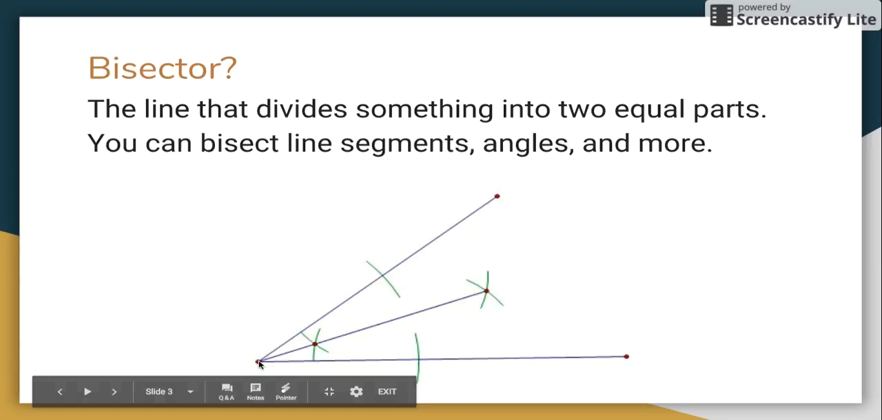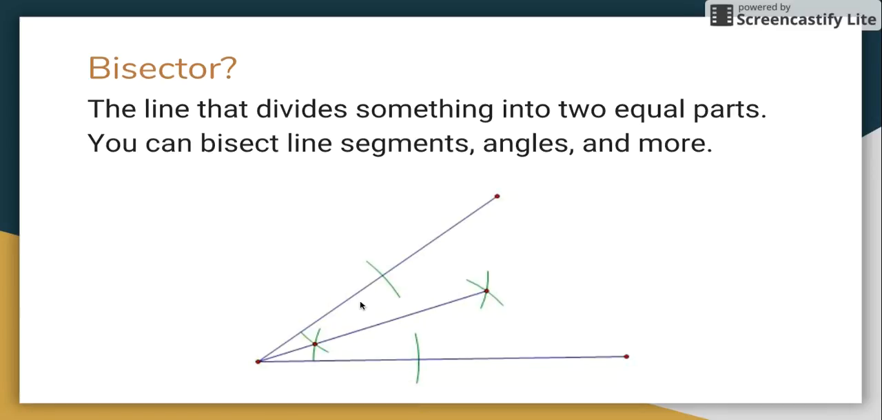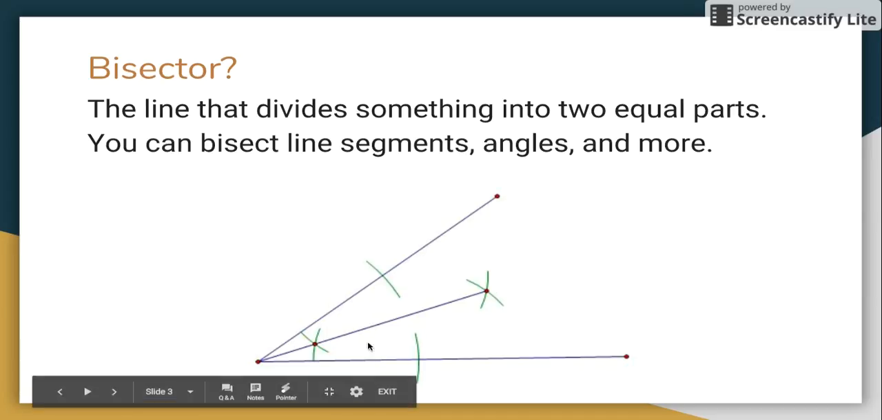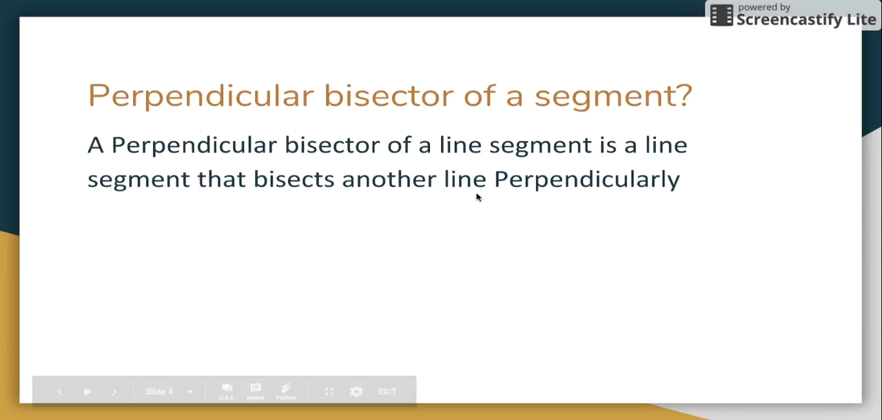We've got the angle bisector here. It runs through the vertex and up through the angle. And I couldn't find a picture that showed that the two angles were congruent to each other, but you get the gist: these two are congruent to each other, and the angle bisector bisects the angle into two equal parts. Now, what is a perpendicular bisector of a segment?